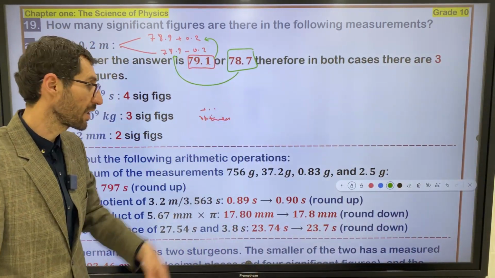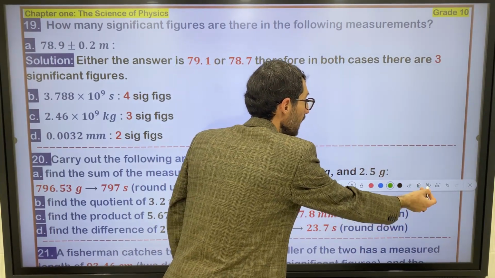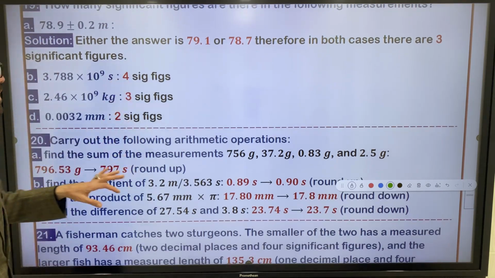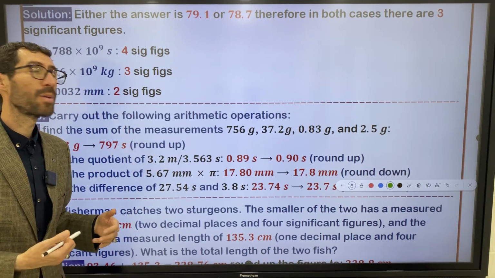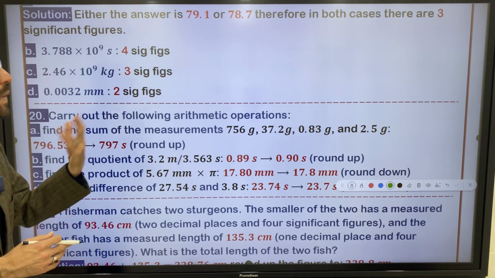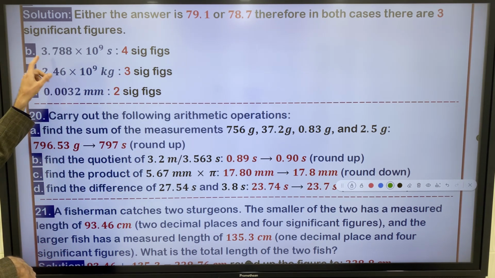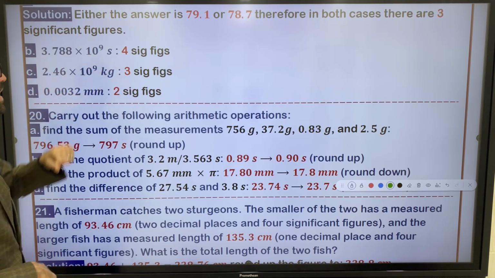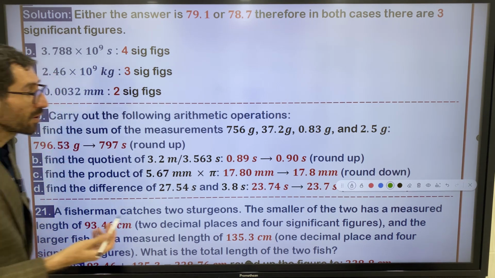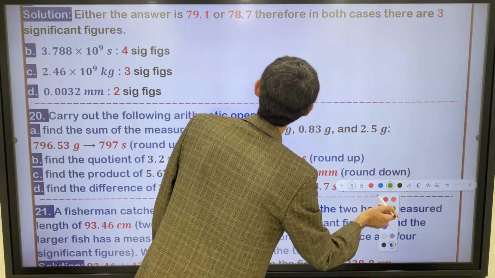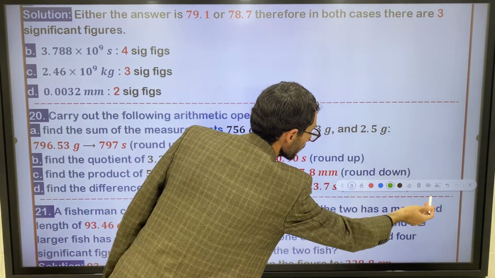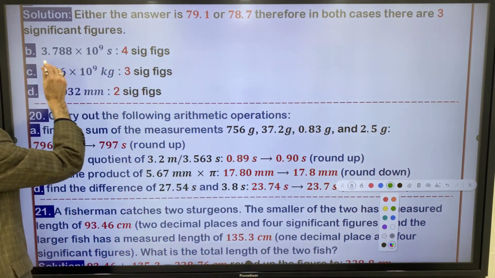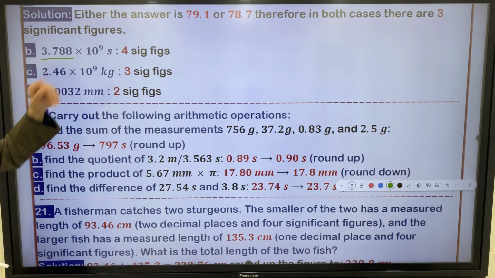Because I told you, non-zero digits are significant. We have a problem only about the zeros. We have no problem about non-zero digits because they are always sig figs. B, 3.788 times 10 to the power 9 seconds. How many sig figs are there here? I told you, don't care about the power. Just focus on the coefficient. So the coefficient has 4 sig figs because all of the numbers are non-zero digits.